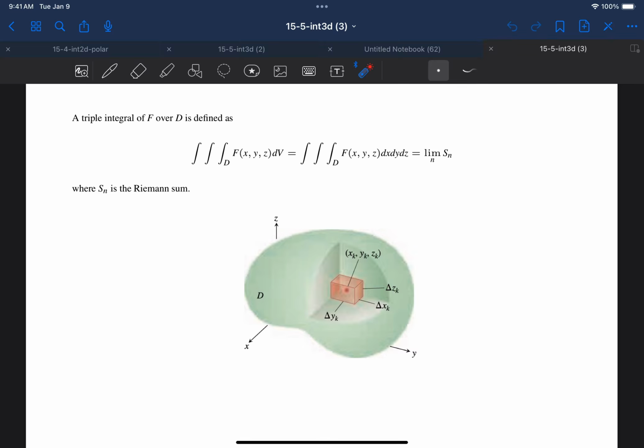The definition of this is given by a limit of Riemann sums, which is if we divide the object into many small blocks, then that is an approximation of this triple integral, and the limit is the exact number of this triple integral.